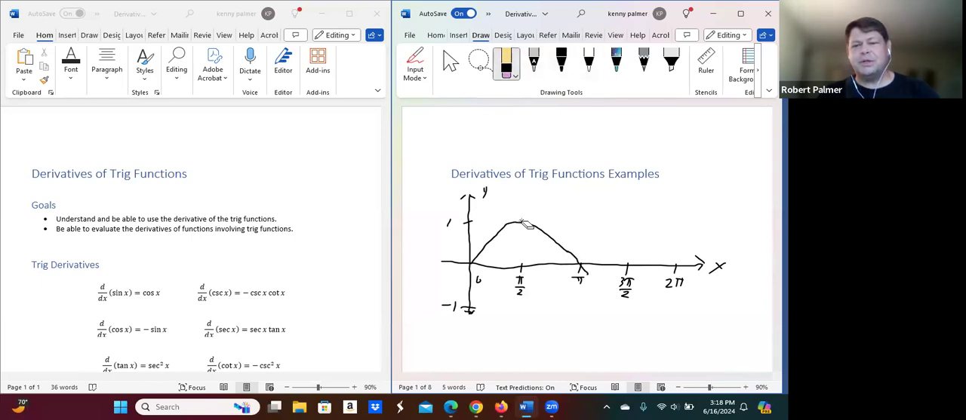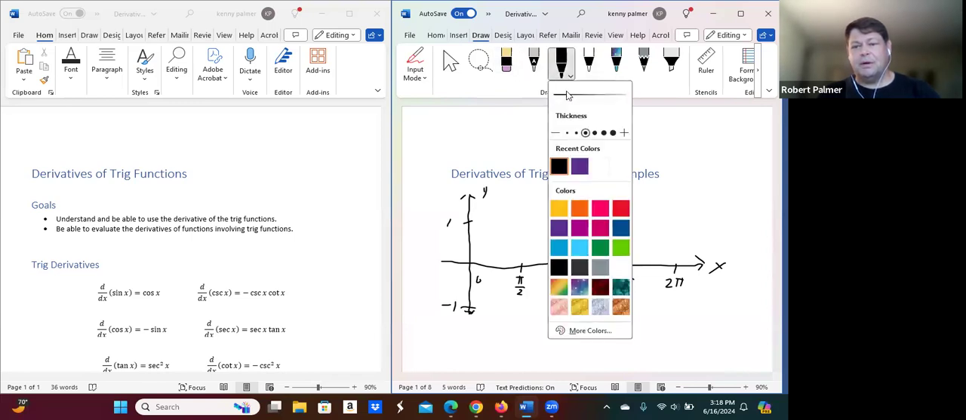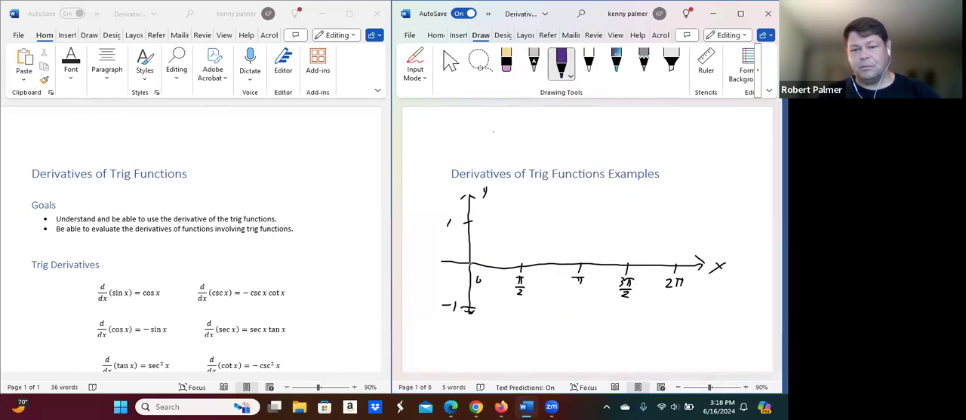Actually, let me change the color here. I'm going to make this a different color, just to differentiate it and make it easier to see. So remember the sine graph looks something like this. Once again, this goes forever in both directions. That's basically one period of it.